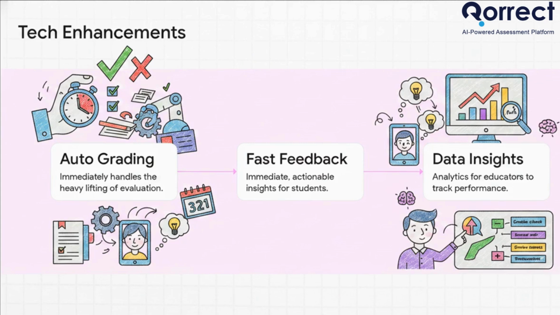Let's break down how this workflow actually plays out in practice. The technology enhances effectiveness through 3 simple steps. Step 1. Automated grading steps in to immediately handle the heavy lifting of evaluation. Step 2. Instant feedback is generated, so instead of waiting weeks to know how they did, students receive immediate actionable insights, which we know is absolutely critical for formative and ipsative learning. And finally, Step 3. Data-driven insights are delivered directly to the educators. The platform analyzes the results to highlight overall curriculum strengths and weaknesses. By unifying these steps, Qorrect takes what used to be a complete logistical nightmare and transforms it into this sleek, highly efficient, and incredibly supportive educational ecosystem.